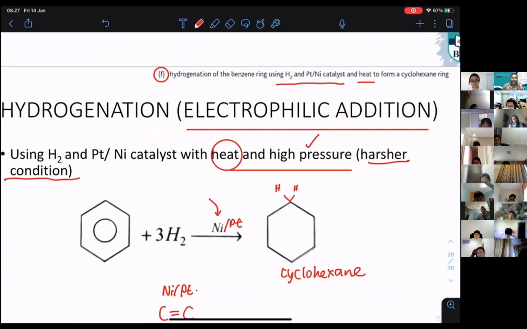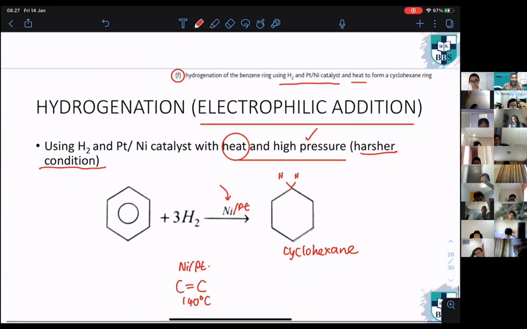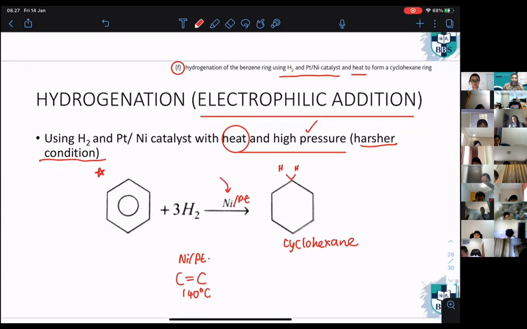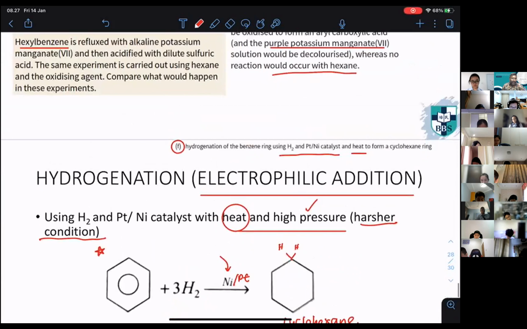So this is what is going to happen. If they ask you the mechanism of the reaction, please remember, this normally will not happen, but it is going to happen under extreme or harsher conditions, which is hydrogenation, which is electrophilic addition. Don't get confused with electrophilic substitution. So do we need to know the mechanism? You can see from the syllabus itself, they do not require you to know the mechanism.